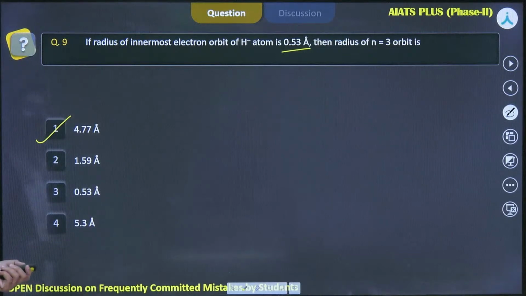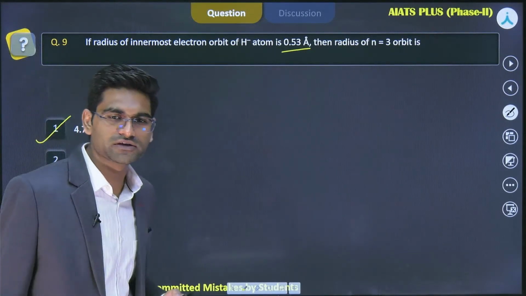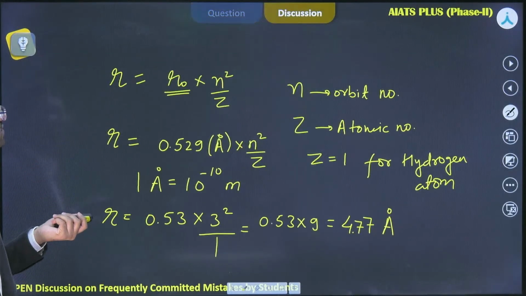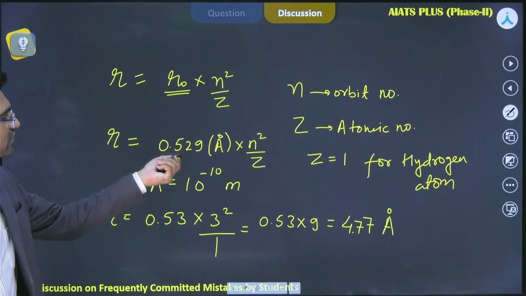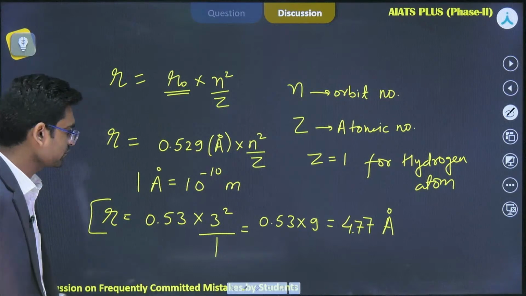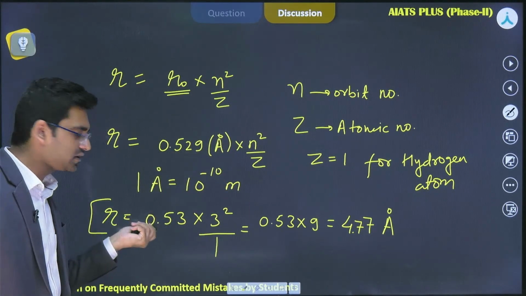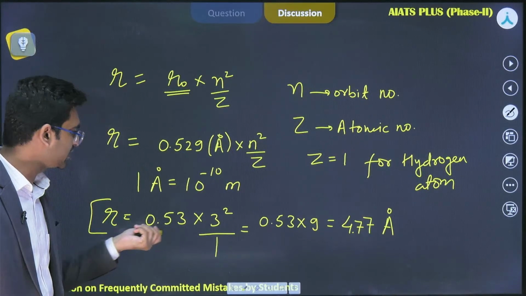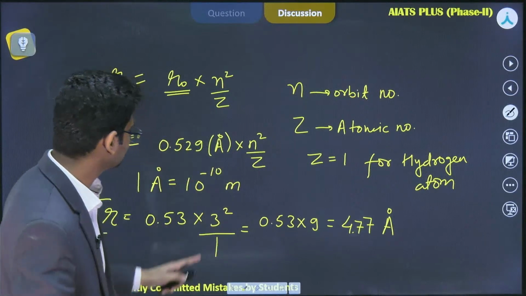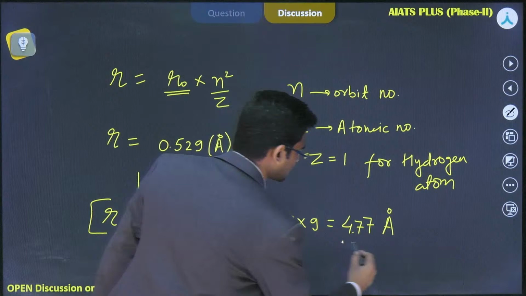Okay, so if the radius of the innermost electron orbit of a hydrogen atom is this, then we have to find the radius of the n equal to 3 orbit, right? So we apply this formula, R is equal to 0.529 into n square by Z. Then we put in the values of n and Z here. As you can see, I have written 0.529 as almost equal to 0.53, and the value of n will be 3, which is already given in the question, and Z is equal to 1 for hydrogen atom. Solving this, we got this answer.